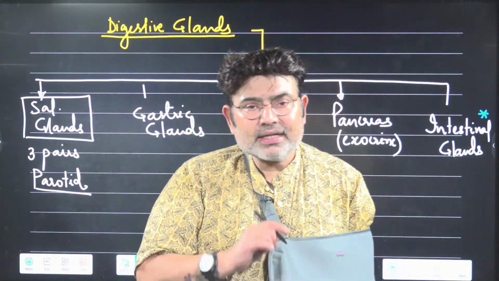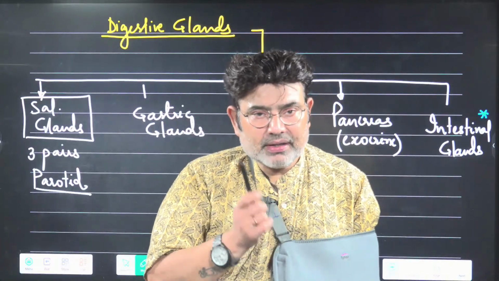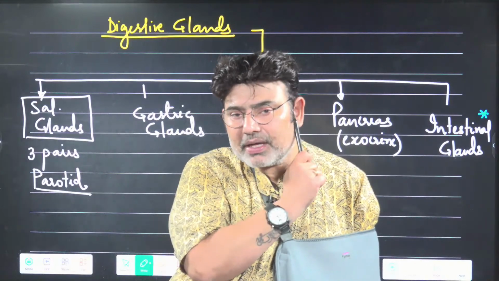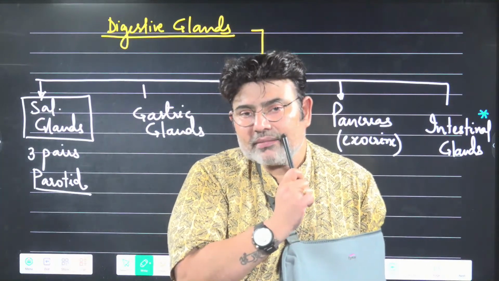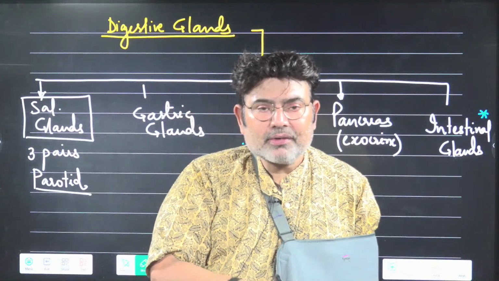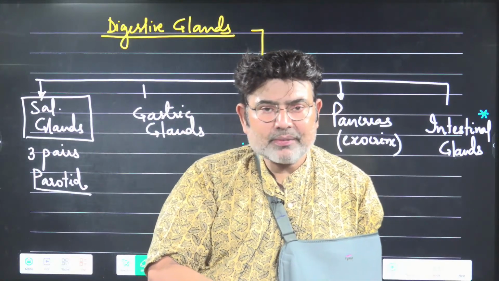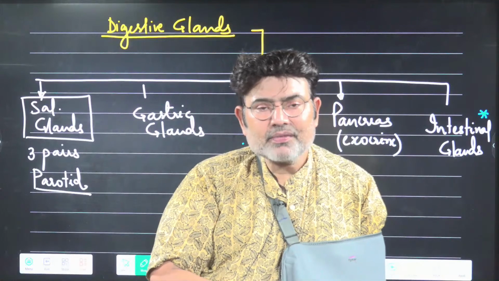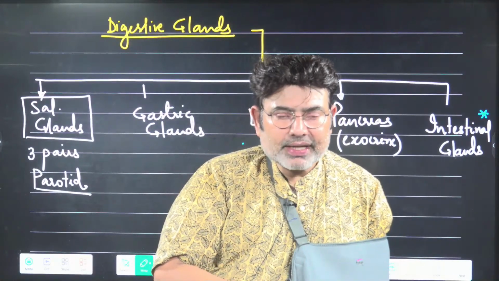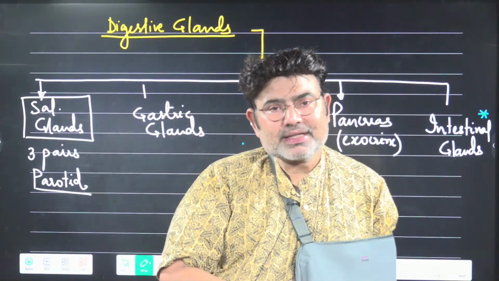The other glands are the submandibular and sublingual. All are paired. Once again: parotid, submandibular, sublingual, paired. Earlier we used to tell the names of the ducts also. Right now, I don't think the names of ducts are required. One thing I should say: submandibular can also be called submaxillary.